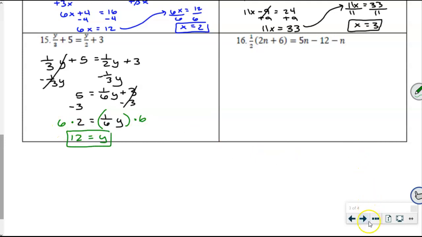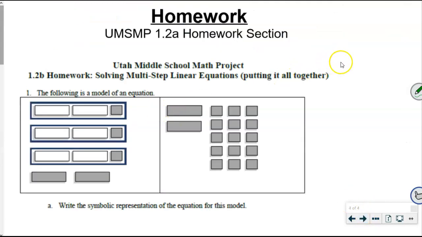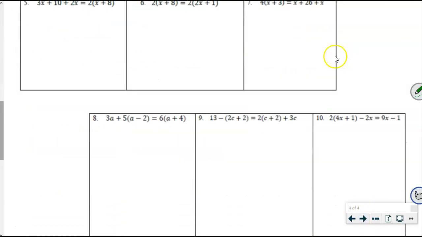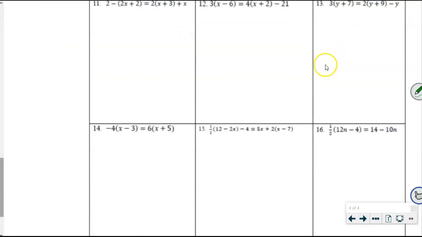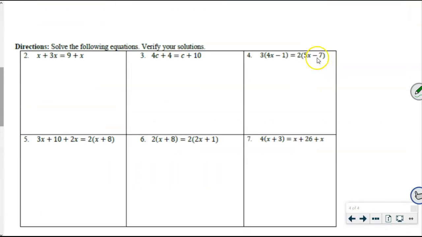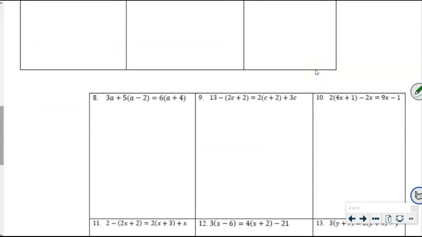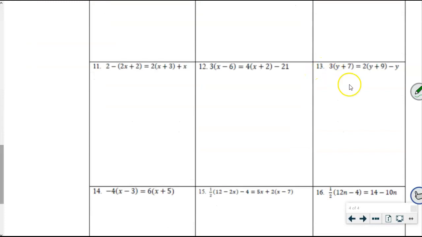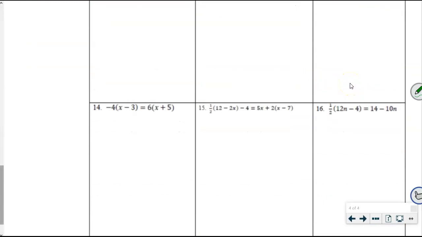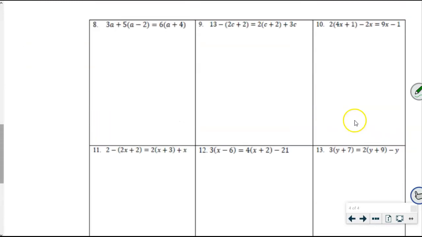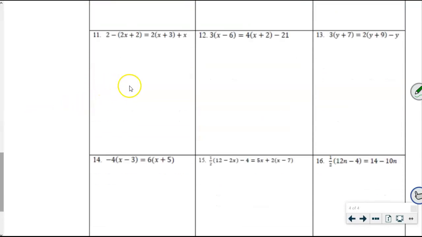16 you're going to have to save for your own. Here's your homework. 1.2b. I'm going to let you skip 4, 5. You can skip 5. I'll let you skip 5. But please remember, 5 problems. Look at 8 through 16.